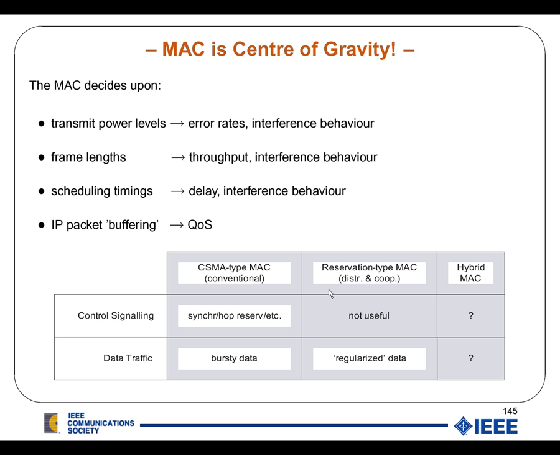Contrary, the reservation type of medium access control will be very useful for regularized data like UDP data streams, but it is not useful for control signaling unless it is very regular signaling which is there to maintain the system. It is not a priori clear when one has to switch between the two different data types, bursty and regularized data. So therefore hybrid medium access controls might be a suitable way forward, particularly for networks which are very limited in energy, such as wireless sensor networks.